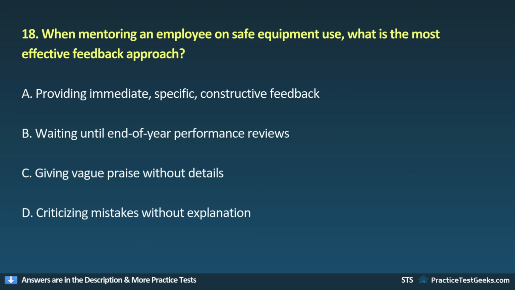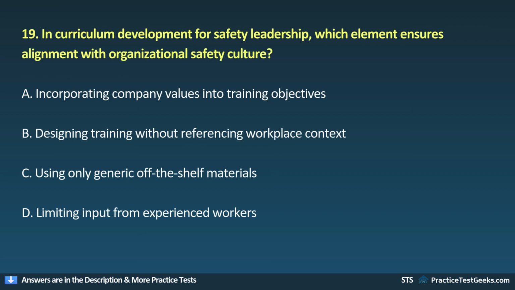18. When mentoring an employee on safe equipment use, what is the most effective feedback approach? A. Providing immediate, specific, constructive feedback. B. Waiting until end-of-year performance reviews. C. Giving vague praise without details. D. Criticizing mistakes without explanation.